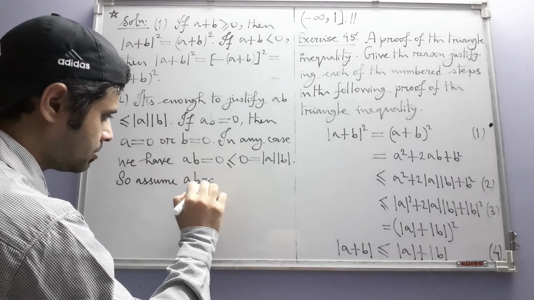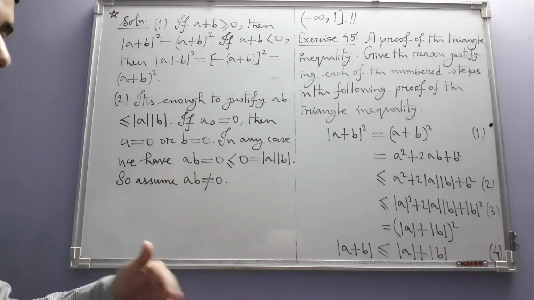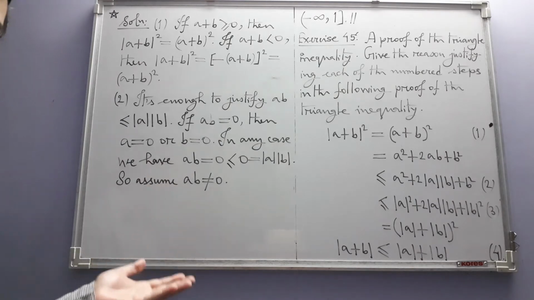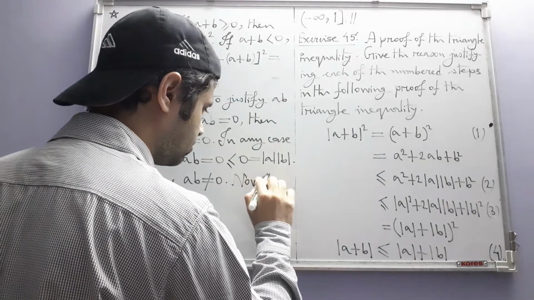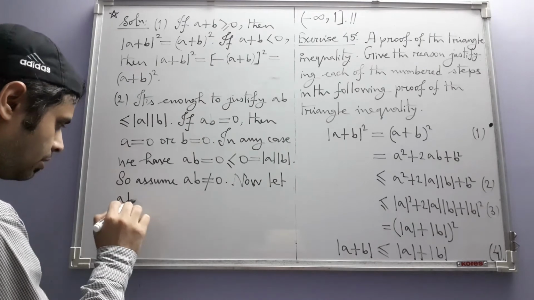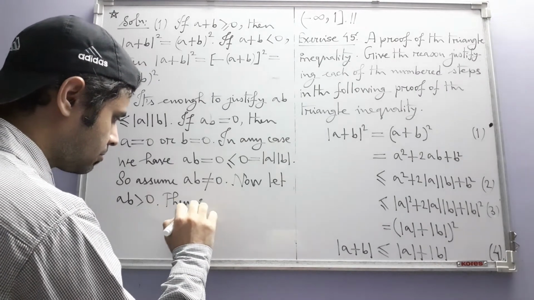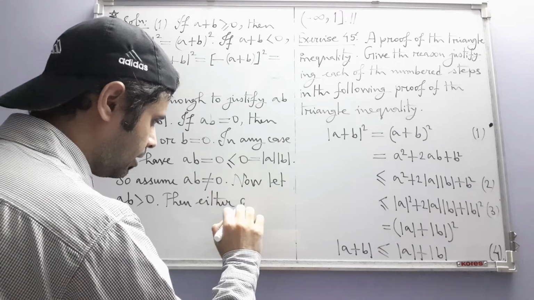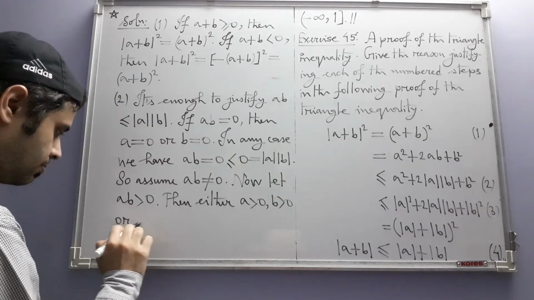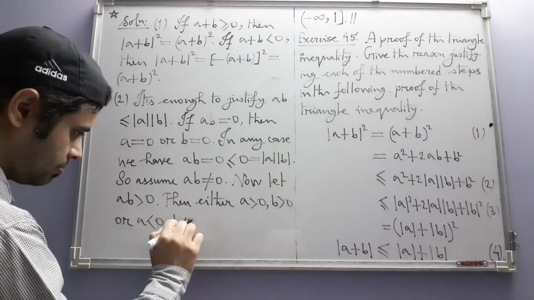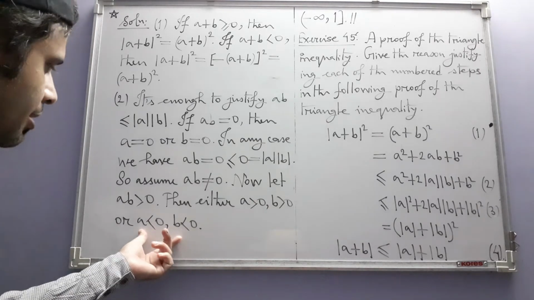Okay, so assume that AB is not equal to 0. That means neither A nor B is 0. Each one of them is non-zero. Each one of them is either positive or negative. Now let AB be greater than 0. Then either A is greater than 0 and B is also greater than 0, or both of them are less than 0. That is, they should have the same sign. Either both of them are positive or both of them are negative, so that their product is positive.